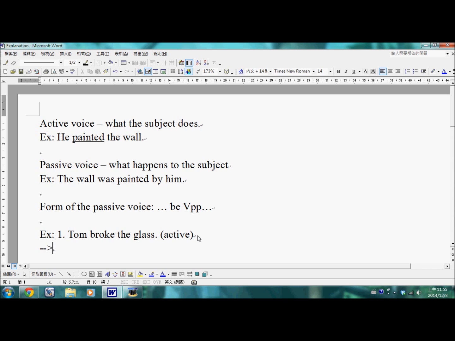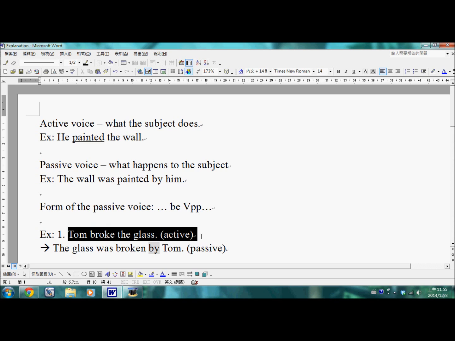Let's rewrite this sentence into passive voice by moving the glass to the front. So let's move the glass to the front because we want to know what happened to the glass. The glass used be verb, and because it's past tense, so the be verb should be was. Verb PP of broke: break, broke, broken. Broken. By, we always use by with the person who did that. By Tom. This is passive voice. So in passive voice, we say the glass was broken by Tom.